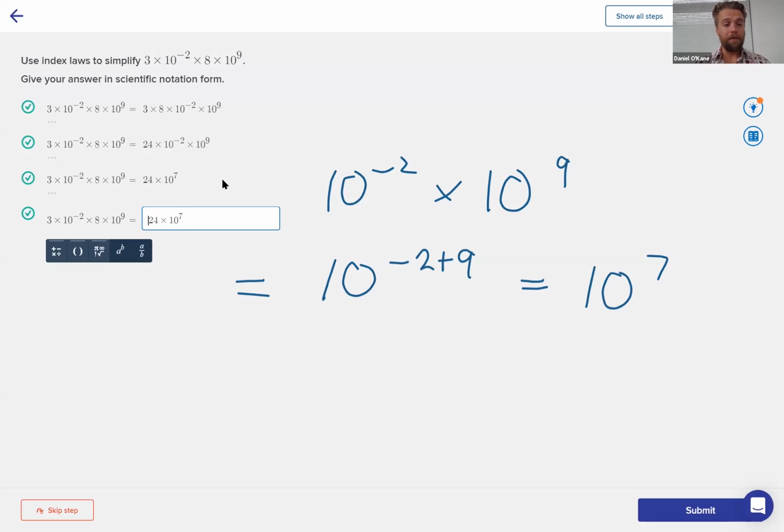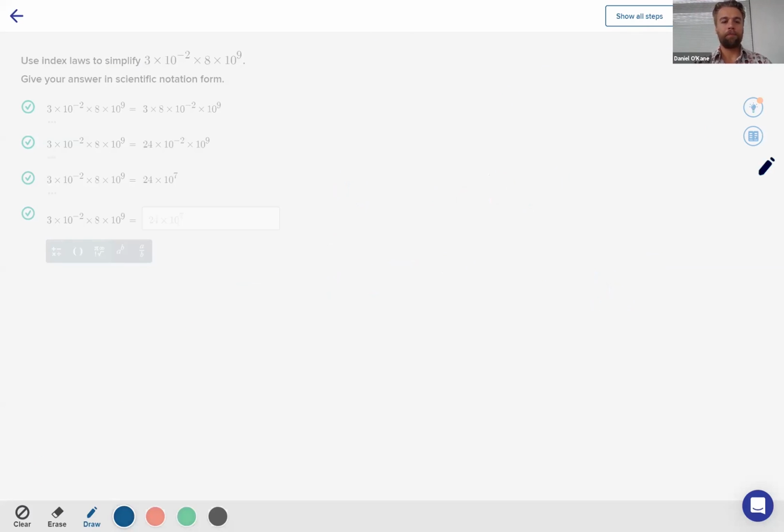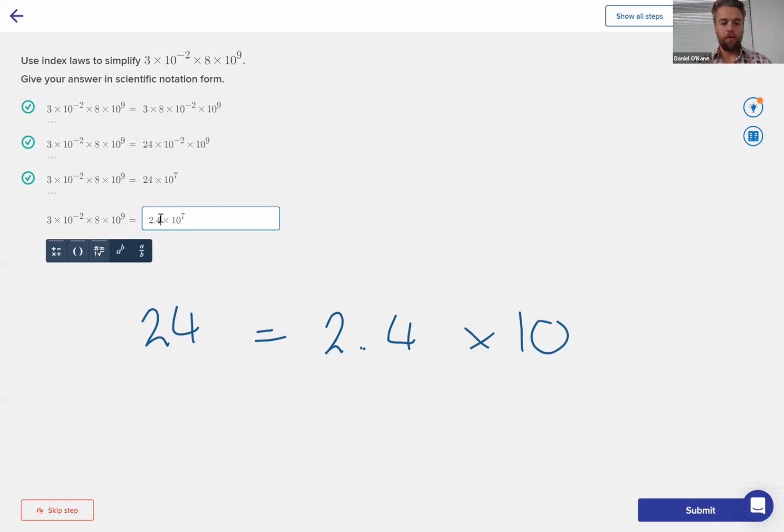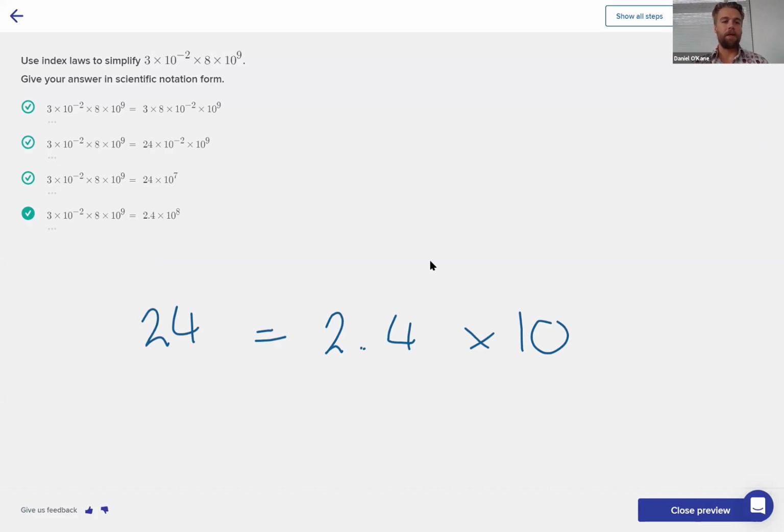It's because 24 is not a number between 1 and 10. So I have to look now at 24 as a number. Well, that's the same as 2.4 times 10. So I could write this now as 2.4 times 10 times 10 to the power of 7. Well, if I multiply 10 to the power of 7 by 10, I'm going to get 10 to the power of 8. I'm adding 1 to the power. So then that becomes my answer in scientific notation.